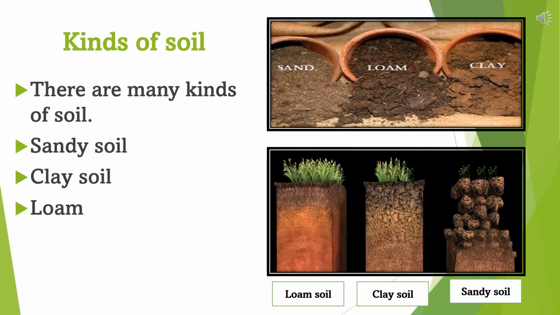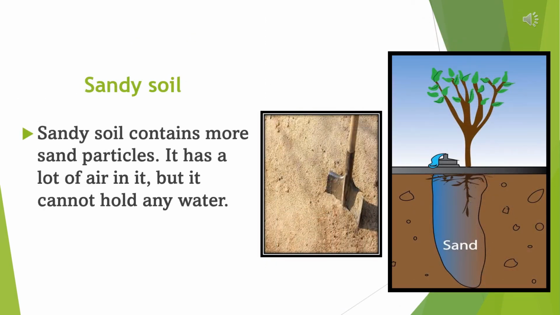Dear students, now we will learn about different kinds of soil. There are many kinds of soil, but we will learn about these three, and that is sandy soil, clay soil, and loam. And even when you look at these pictures, you will come to know what is the color of sand, loam, and clay soil. And you can even see the growth of plants in different kinds of soil in this picture. Now we will learn about all these types of soil one by one.